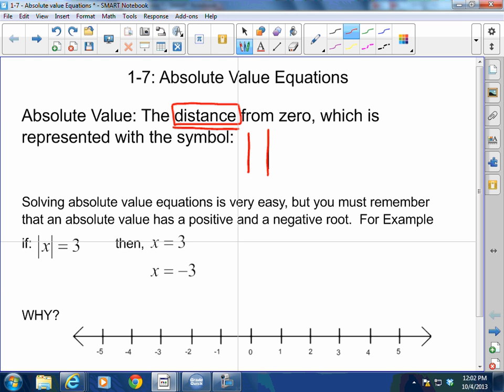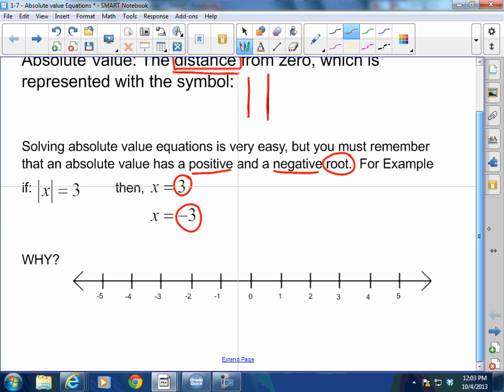Now, when we're solving absolute value equations, it's very, very easy. But you must remember that an absolute value has both a positive and a negative root. What am I talking about? For example, if I give you the following equation, the absolute value of x equals 3, the answer here is going to be both positive 3 and negative 3, and I'll explain to you why.